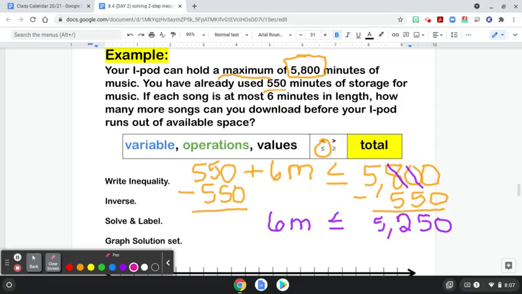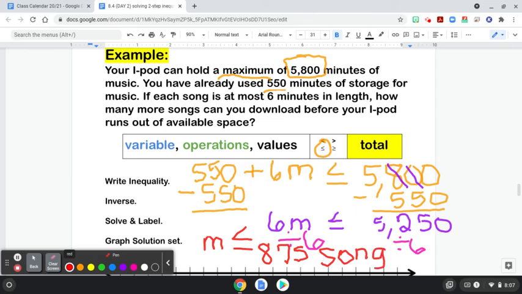Well, if each song is 6 minutes, I can split the storage into groups of 6, and every group of 6 is going to be a song. When I do the division, I find that M, my songs, could be less than or equal to 875. So I could do up to 875 songs before I run out of storage space.